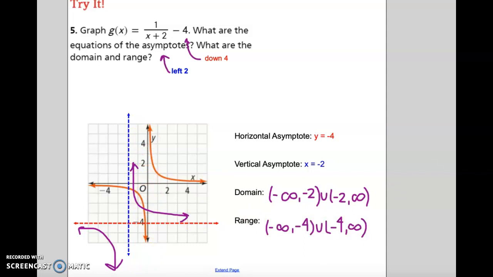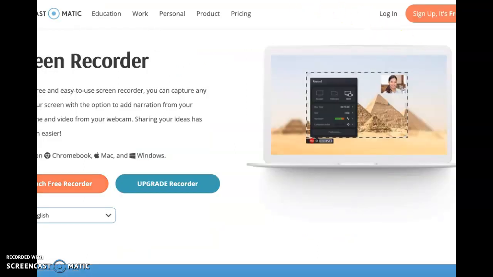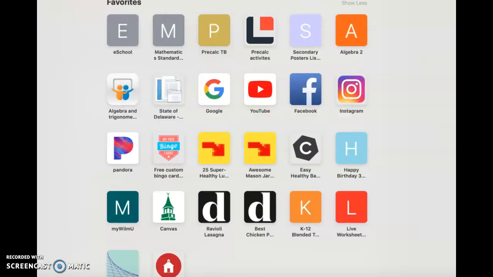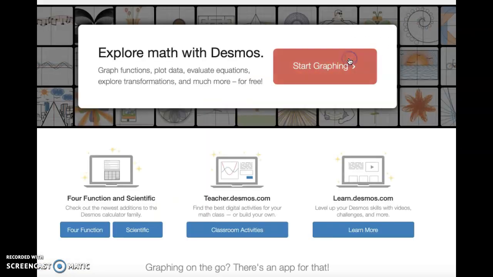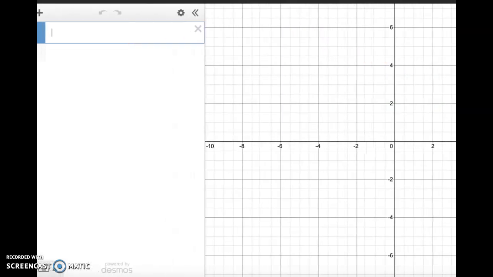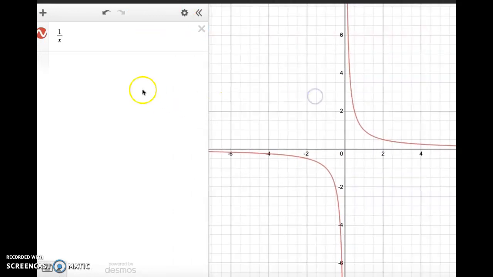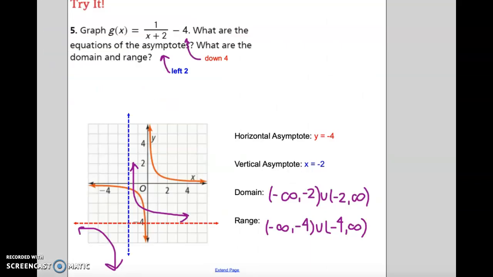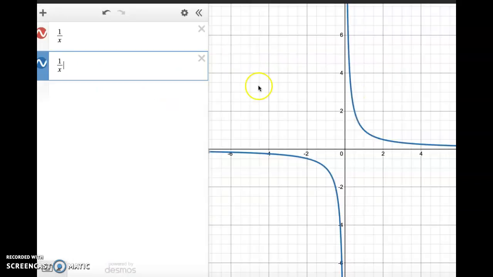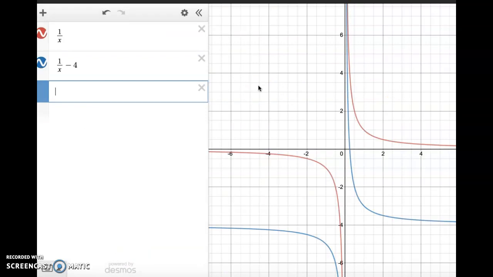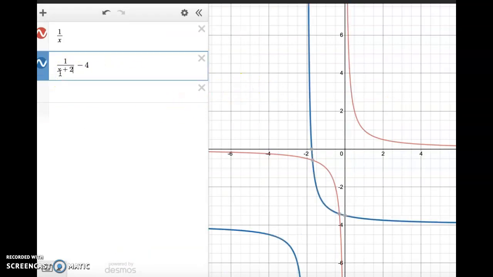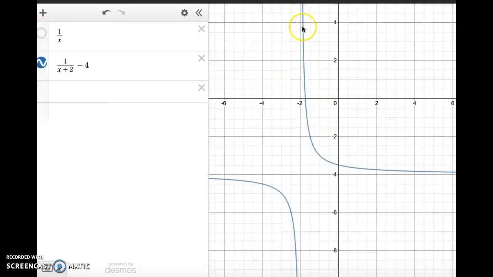I wanted to show you on Desmos really fast. Let me open up a new tab here. Okay, so here's 1 over x. There's that function that we've been working with. But if I do 1 divided by x, let's do the one we just did, plus 2 minus 4. So there's the graph right here, and that's what it looks like.